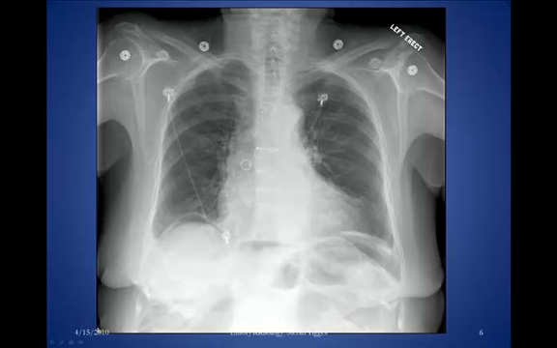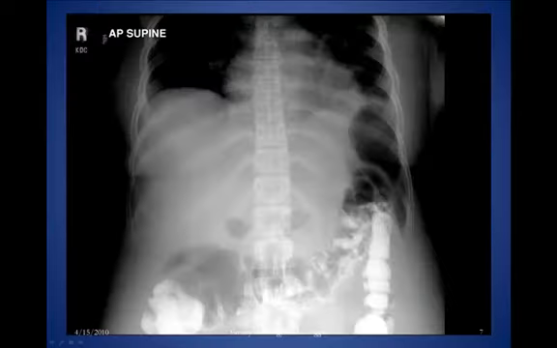Now notice that this is an erect chest x-ray. It says erect there just above the left shoulder. So what happens when people are in the erect position is that the air goes up to the diaphragm. Now you may have a much different finding when you have people who are in a supine position. The air is going to collect in a different place. It's going to collect anteriorly as opposed to up underneath the hemidiaphragms.